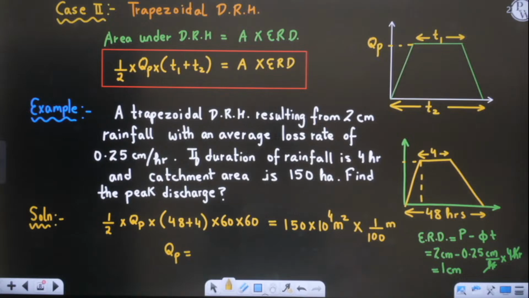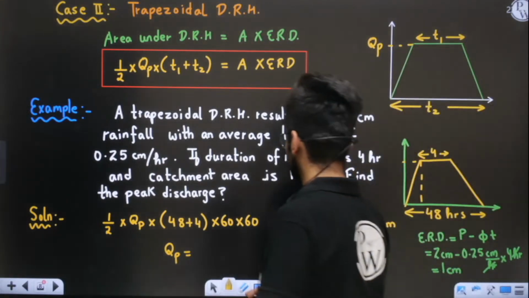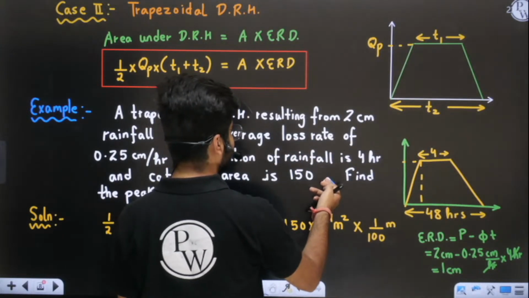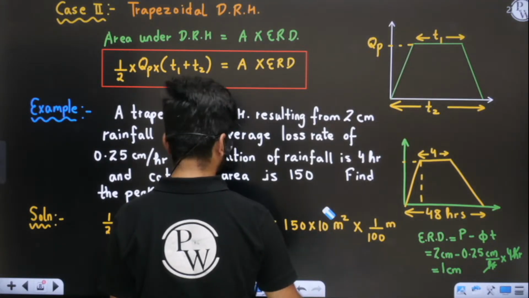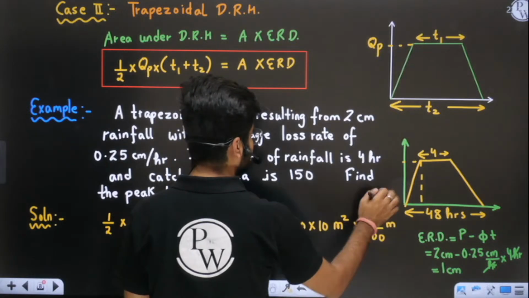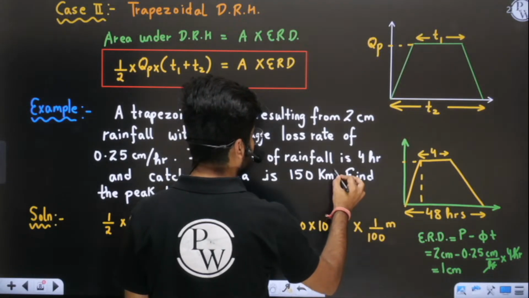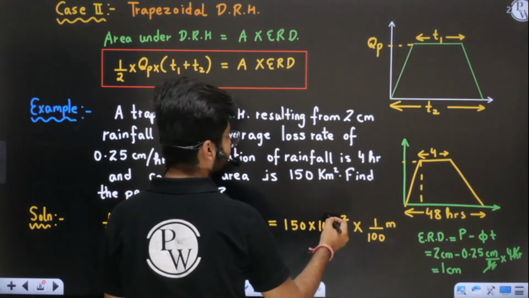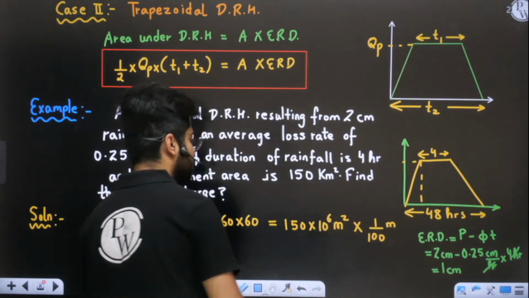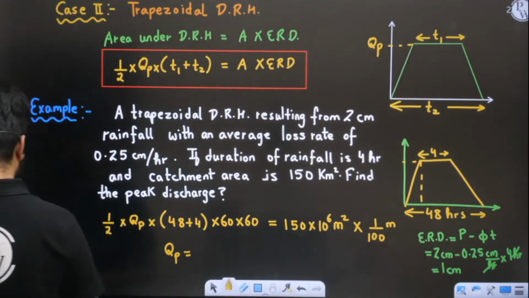So what we'll do, we'll change our question slightly. Instead of hectare, I will write kilometer square only. Because of this, you need to understand, when we convert kilometer square into meter square, it will be 10 power 6. So the answer will come.